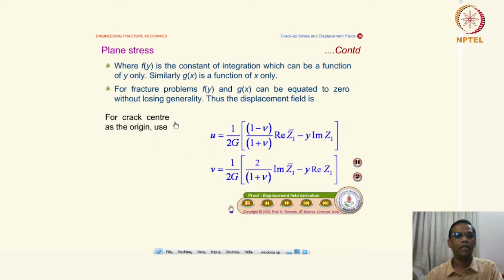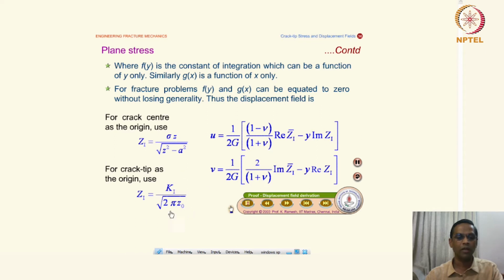For the crack center as the origin, we have to use this stress function Z1 is equal to sigma z divided by square root of z square minus a square. For the tip as an origin, we should use Z1 is equal to K1 divided by square root of 2 pi z0. So this is very important. So this particular origin, very near the crack tip, we have already seen in the stress field equation development. So that's not a problem.